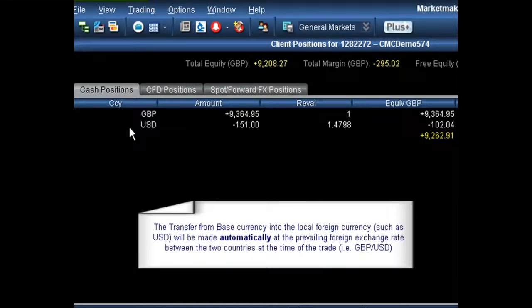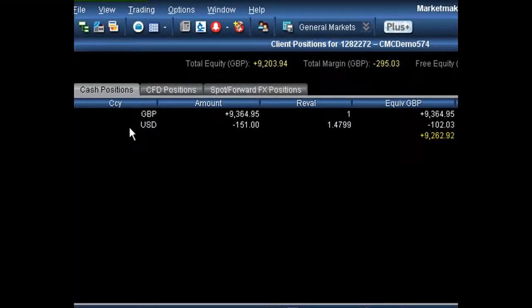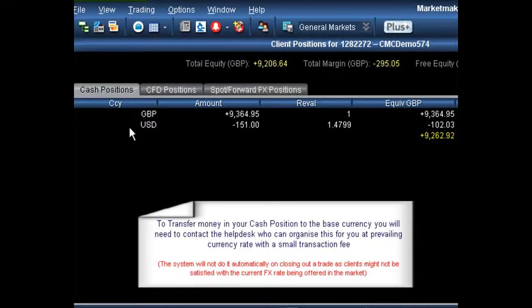If we reval that rate at the current US dollar versus pound of 1.47, we give an equivalent value of pounds of roughly negative 102 pounds. If you add up all of your particular currencies, it will give you a total figure there of £9,262. Okay, and that's in positive.